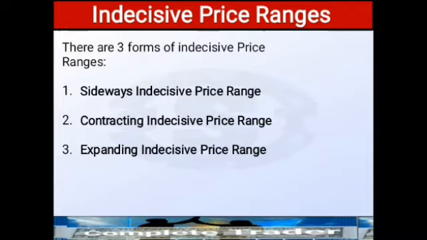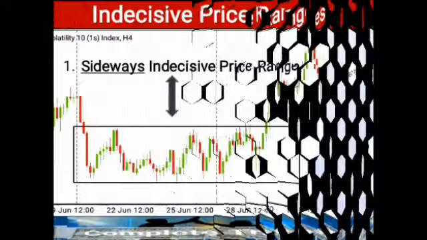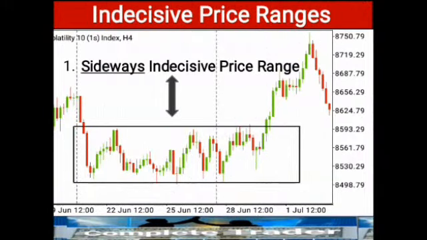Okay, and now here we have three forms of indecisive price ranges. Number one, we have the sideways indecisive price range. Number two, we have the contracting indecisive price range. And number three, we have the expanding indecisive price range. So now let's show the graphical representation of this, and we get to explain it.